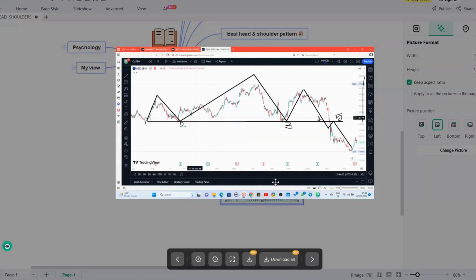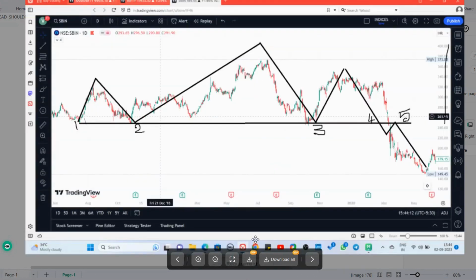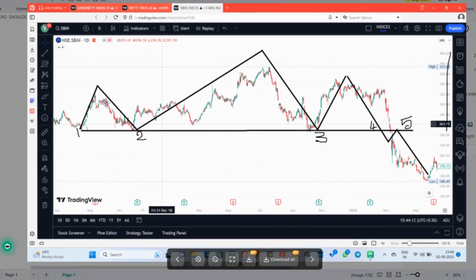Now let's discuss this in detail. Okay, this is the first touch point. This is the SBI chart on the daily time frame. Here there is an ascent in the price. That means there is an increase in the price, then there is a decrease here.